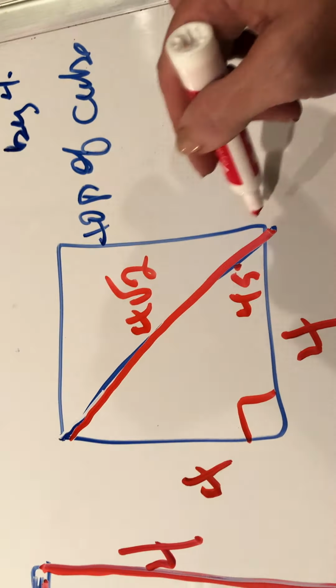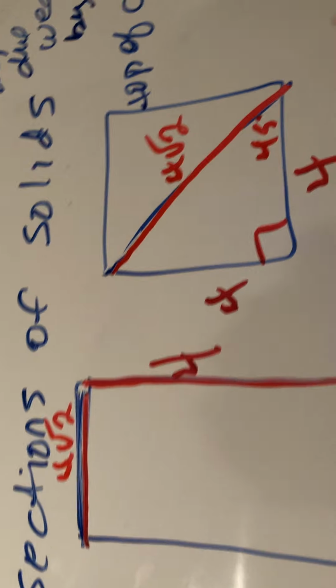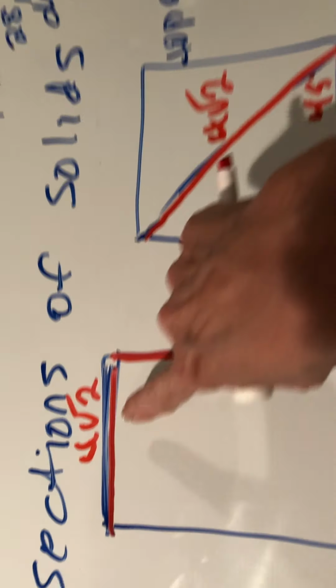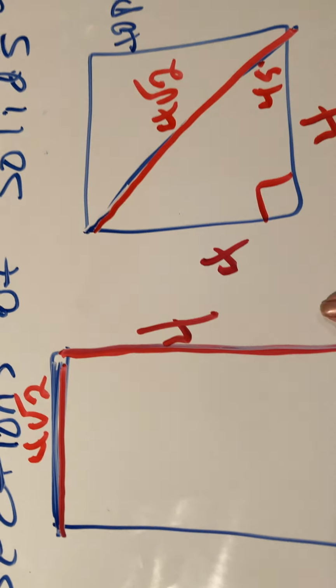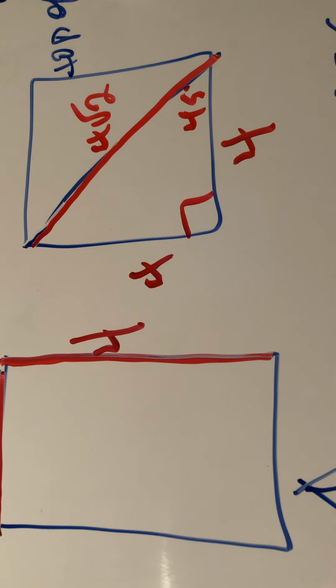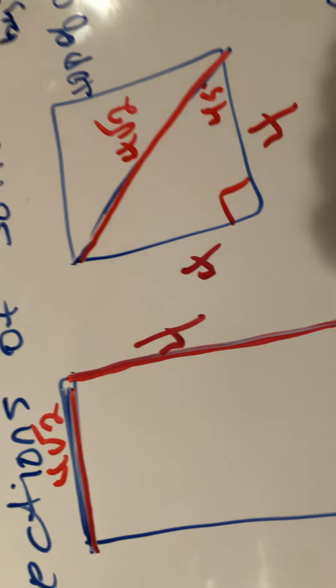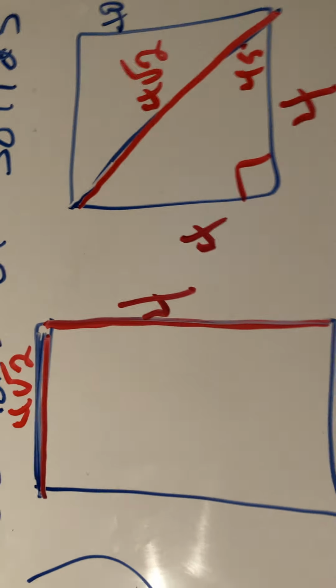But getting this length, you just had to see that. Remember, this is the top of the cube and these two are the same. And then this distance is just the length of the cube, okay? So then we wanted the area of this cross section.